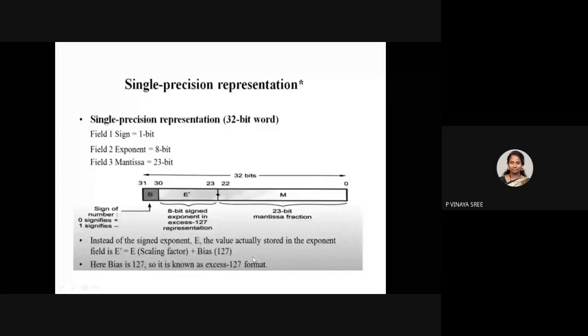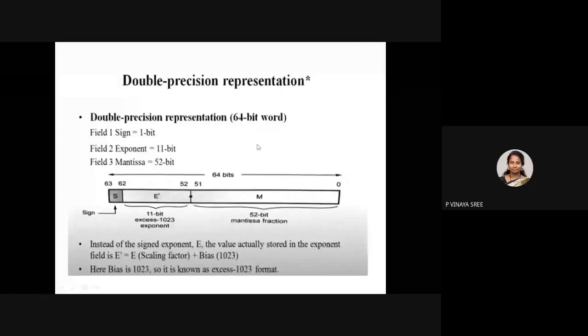You will get one value, which again you need to convert to binary, and that binary value is placed here. And this is your mantissa, and the mantissa in single precision will be 23 bits. Coming to double precision, here the sign bit will be 1 whether it is single or double.